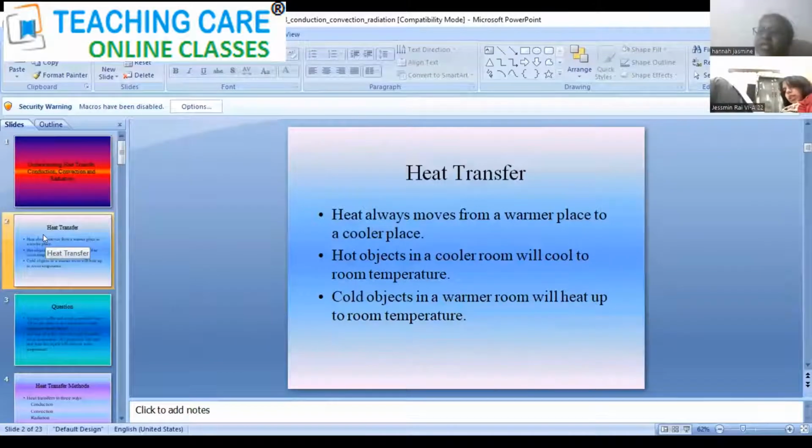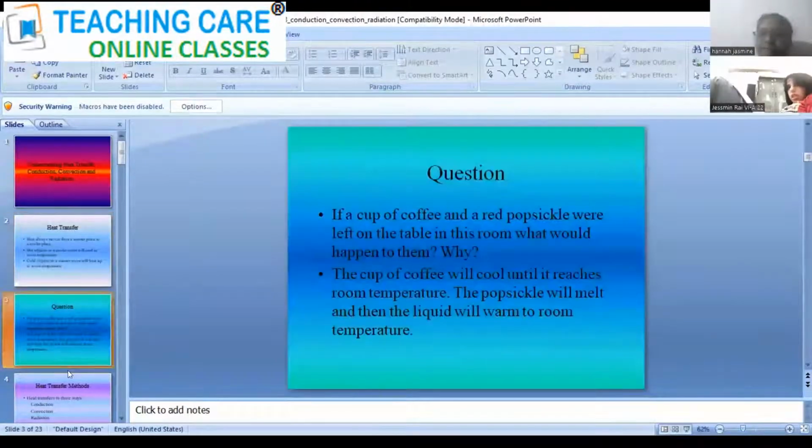So if you have hot water and ice cream, the popsicle will melt and form into a liquid, whereas the coffee will also get cooler and attain room temperature. This stabilizes, isn't it? Yes, ma'am. This is what we were seeing yesterday.